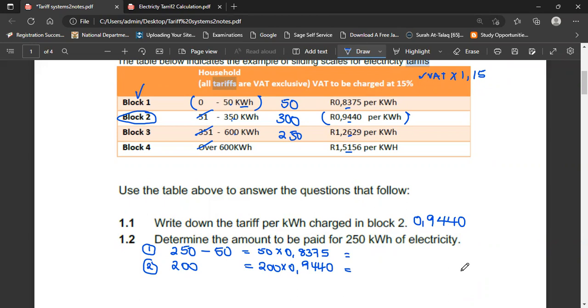50 times 0.8375. This answer is 41 rand 88. I'm rounding off because money cannot be in 3 decimals. Let's do the second one. 200 times 0.9440. We get the answer as 188 rands 80 cents. Add up everything.